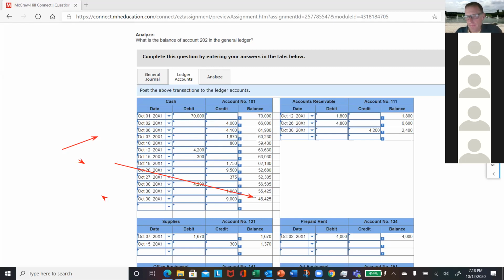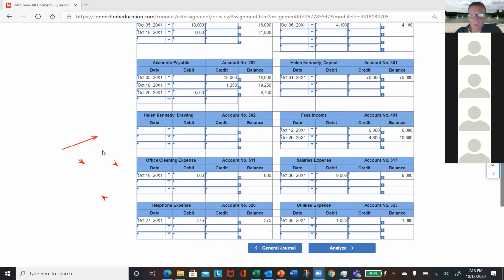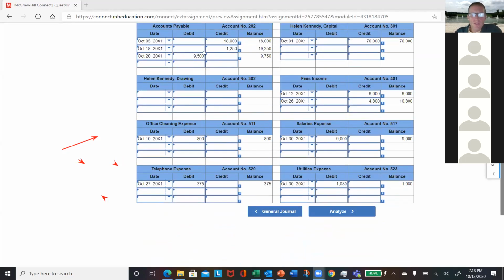And then of course the rest of these, this problem didn't have all the accounts, but you notice you've got various accounts, you've got fees income, which is revenue, here's a couple expense accounts and so forth. Notice you've got the balances for each of these.